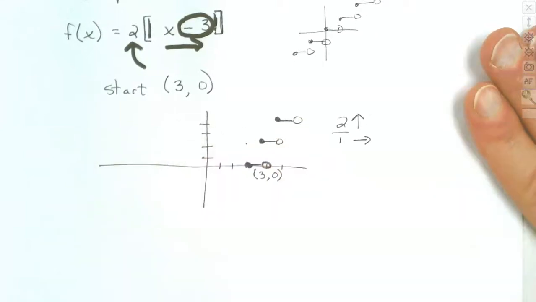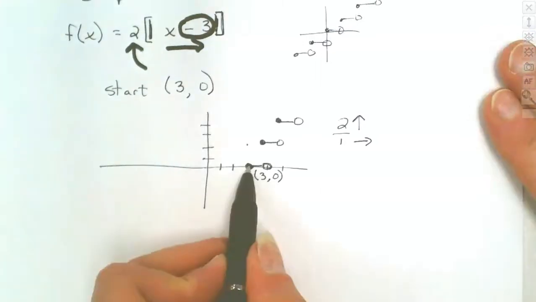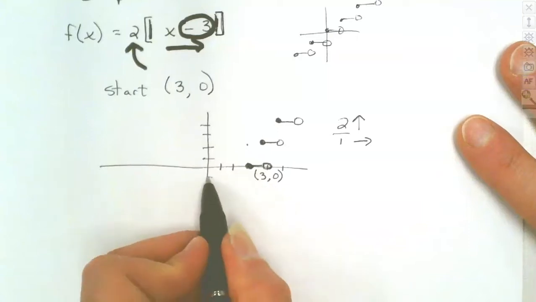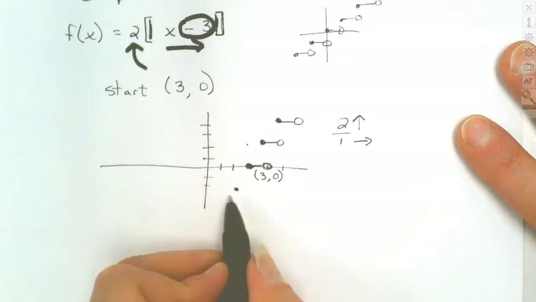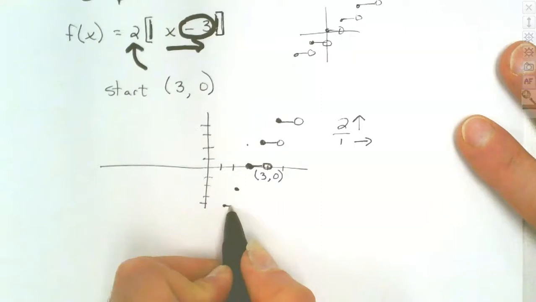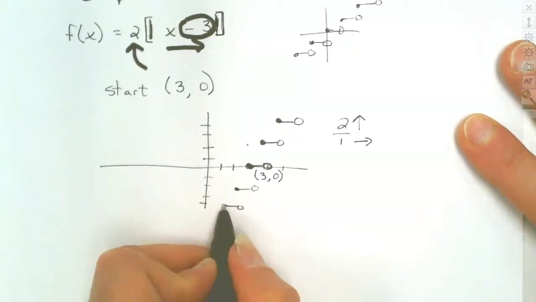And we want to go in the other direction as well. So we'll go back to our starting point, and we're going to go down 2, back 1, make a dot, down 2, back 1, make another dot, and then there is your finished graph.